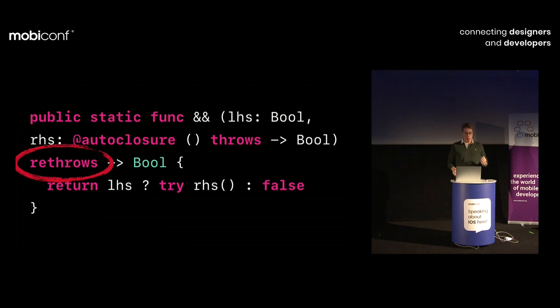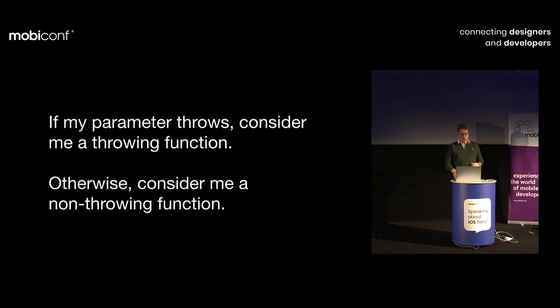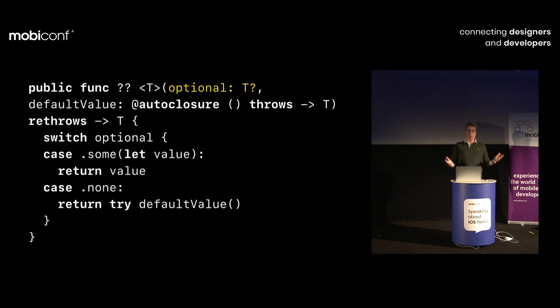Rethrows is an extraordinarily important keyword, and you see it all the time in Swift. And what it means is, if my parameter throws, consider the whole thing a throwing function. Otherwise, consider me a non-throwing function. And it's used so many times in Swift, over 200 times. This is the nil coalescing operator, again, the exact source code straight from Swift. You can see on the left-hand side an optional T. The right-hand side is the default value to use if the optional is nil. Again, it's autoclosure throws. The code will say, look at the optional. If it has a value, unwrap and return it. Otherwise, try running the default value. And again, there's our friend rethrows.